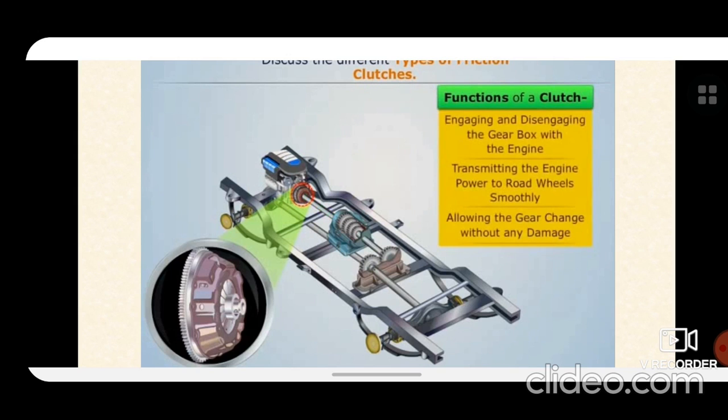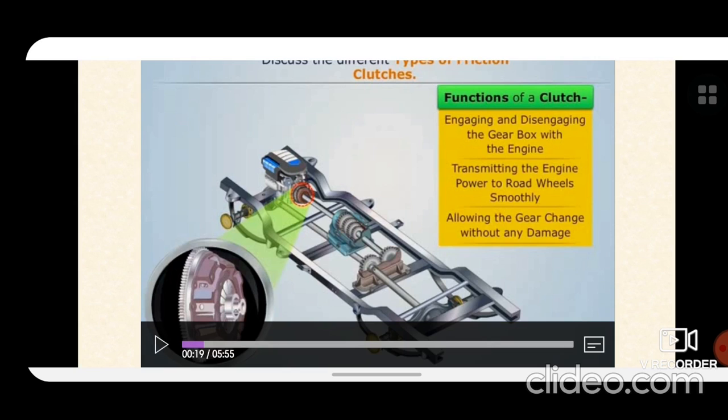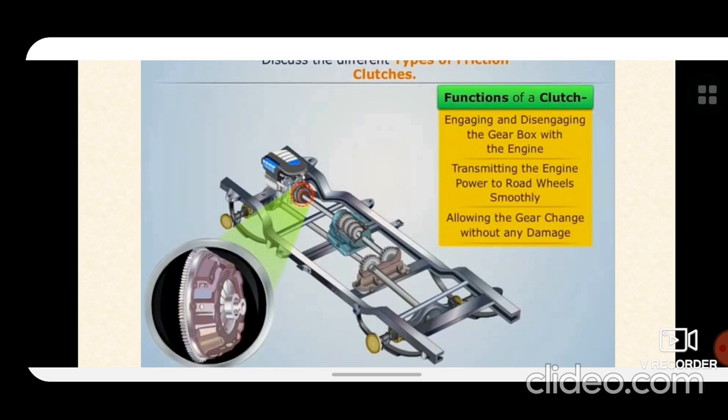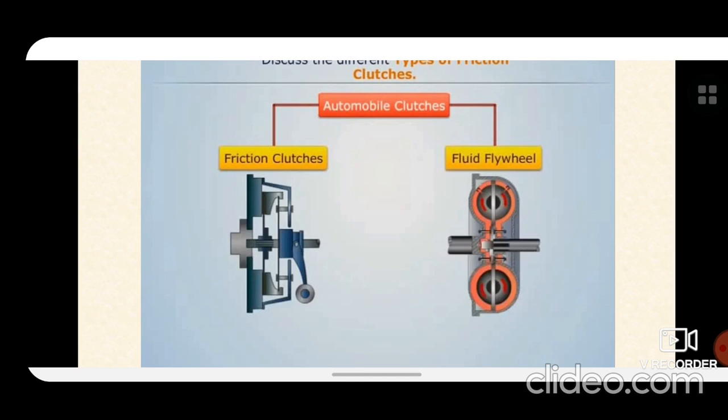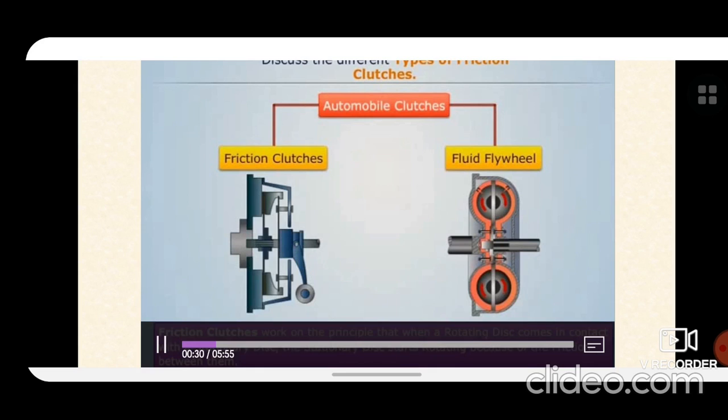Then what are the functions of clutches, which we have already covered, but let's discuss. Its functions are to engage and disengage the gearbox with the engine, then transmitting the engine power to the road wheels smoothly. The next function is to allow the gear change without any damage. Now let's discuss some of the classification of automobile clutches. One is friction clutch and second is fluid flywheel.